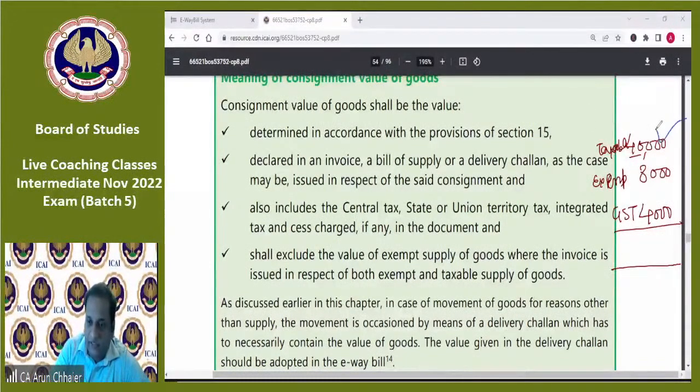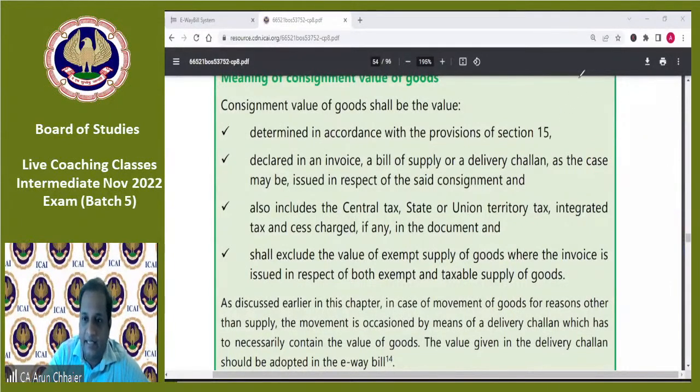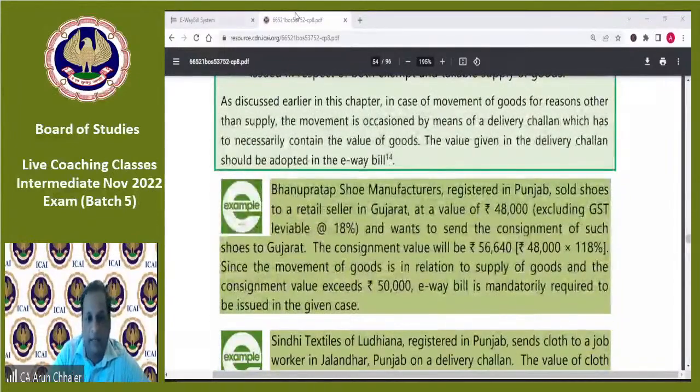Answer is yes, this will be included. So the consignment value for the purpose of e-way bill is 44,000. Absolutely correct answer you have given. Now in this case, I can say it is mandatorily not required. Optionally, if you want, you can generate the e-way bill. As discussed earlier in this chapter, in case of movement for a reason other than supply, the delivery challan would be the base document necessary for generating the e-way bill.